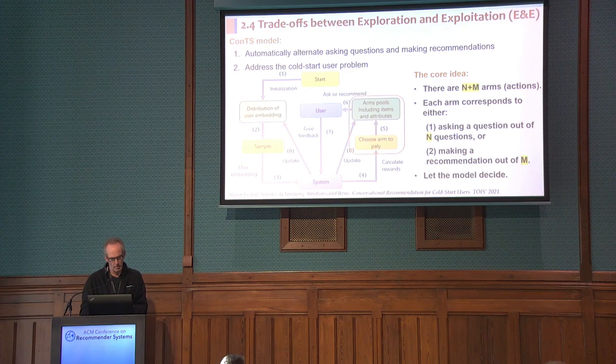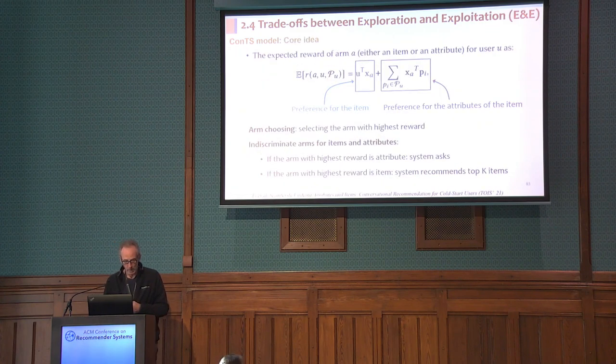We sample from the user embeddings, and then we need to do something. We need to choose an arm to play. We need to take an action. And that could be asking a question, asking multiple questions, making a recommendation. And the model in this paper decides what to do when. Whether to ask more questions, whether to move to making recommendations. I think it's another nice illustration of this idea, like the previous paper, of having very complex and diverse types of actions.